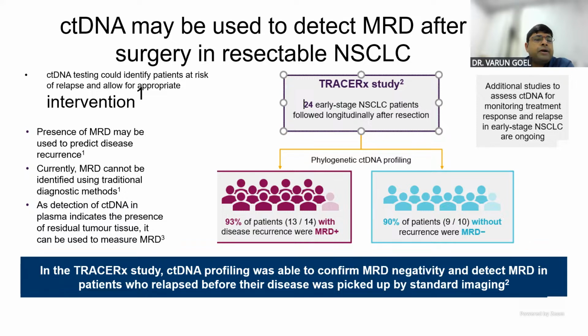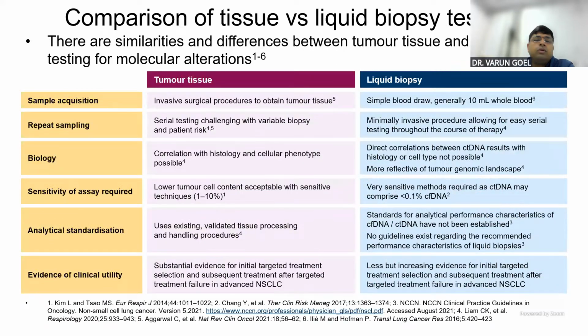So presence of MRD may be used to predict disease recurrence. Currently MRD cannot be identified using traditional diagnostic methods, but detection of ctDNA in plasma indicates the presence of residual tumor tissue, and it can be used to measure MRD, and accordingly we can plan some adjuvant treatment.